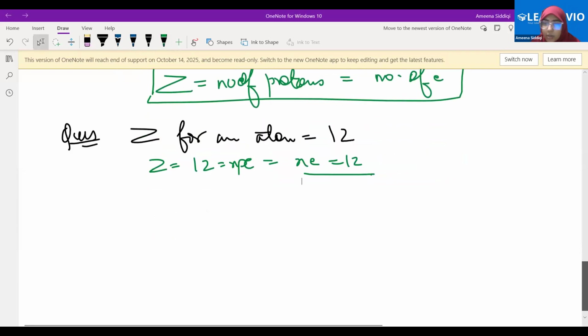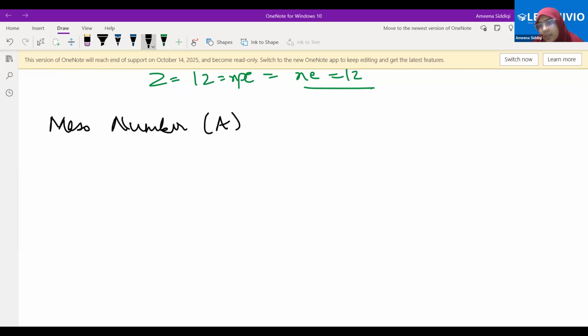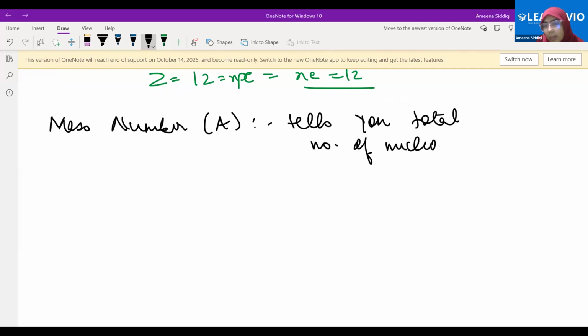Fine. Now coming on to the very important part, that is next, the mass number. We denote the mass number for an atom by A. The mass number of an atom tells you the total number of nucleons. Nucleons is nothing but neutrons plus protons together.